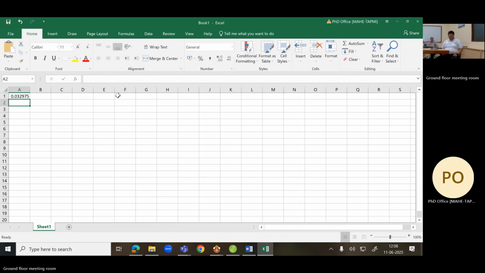You get 0.03. And in the same way, what was your coefficient for duration? 0.004. Then your odds ratio is 1.6.